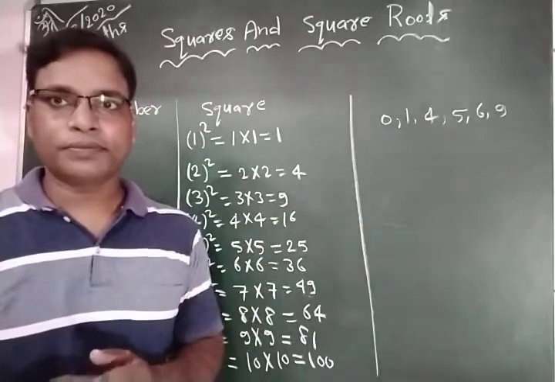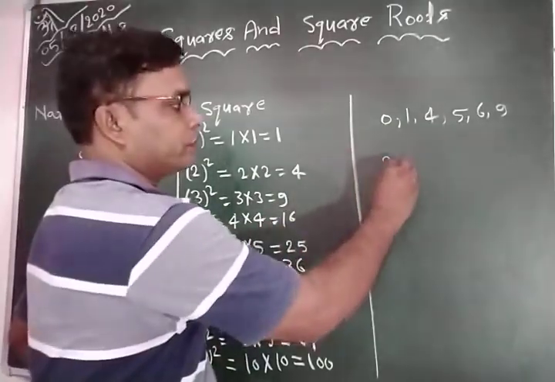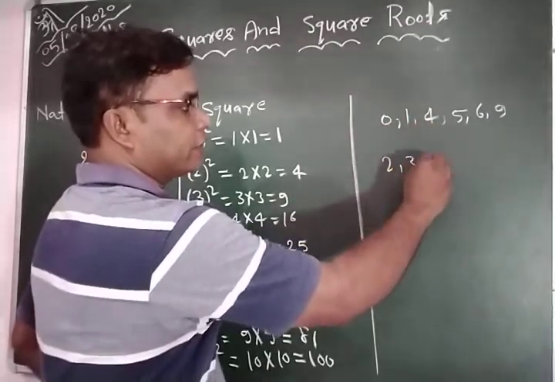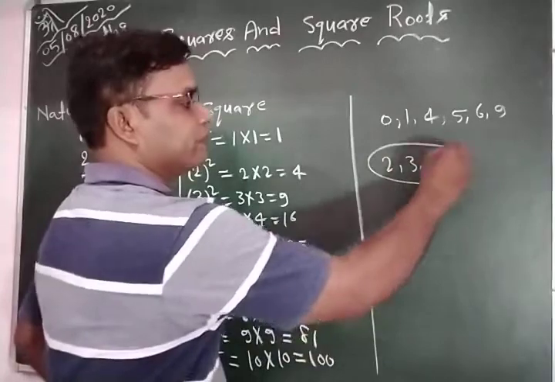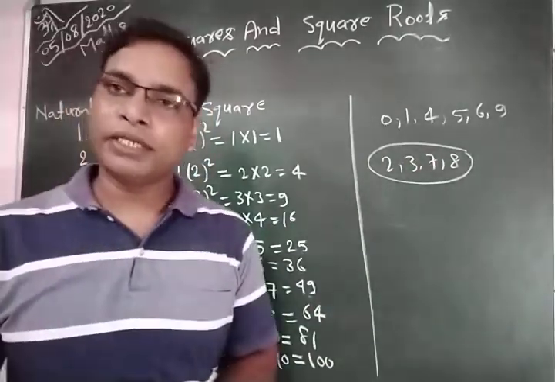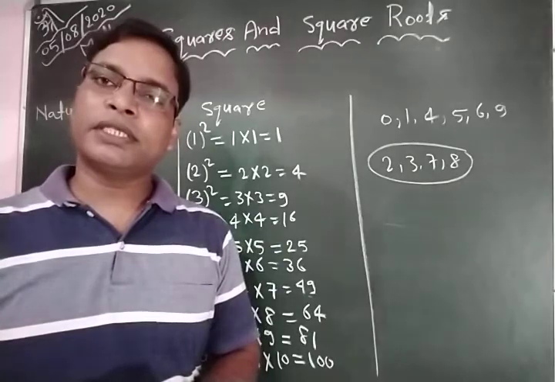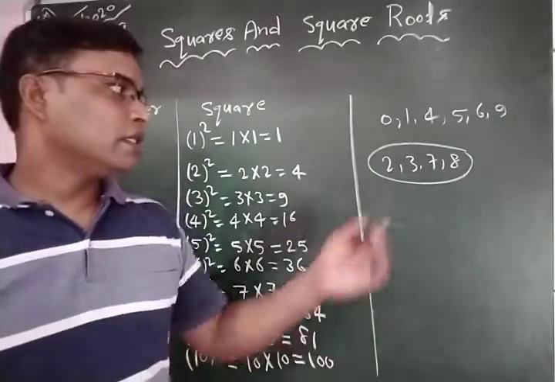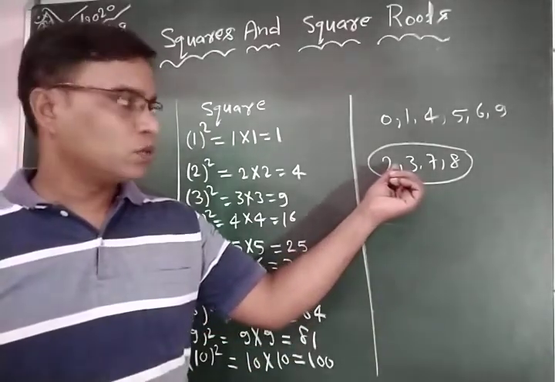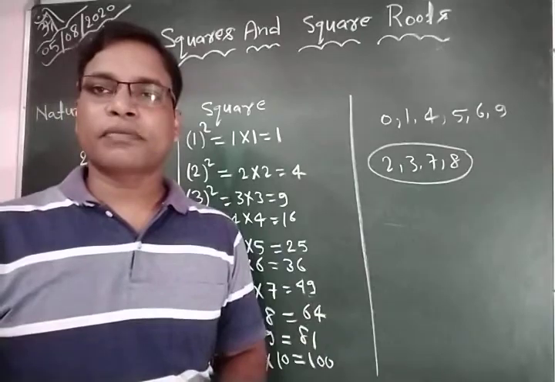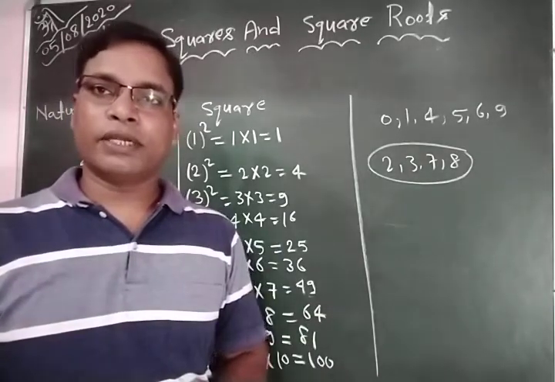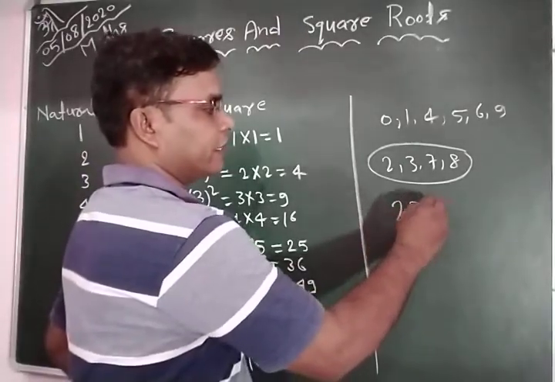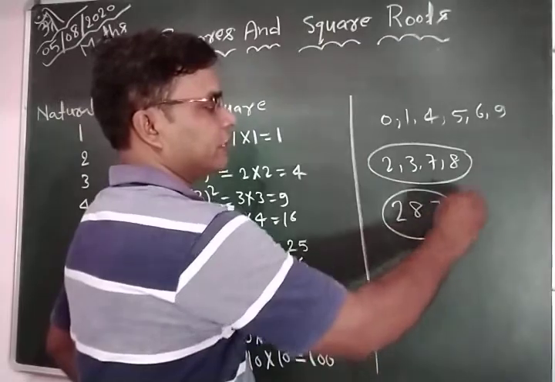If a number has 2, 3, 7 or 8 at the unit place, it means that the given number is not a perfect square. If any number has unit place 2, 3, 7, 8, then the given number is not a perfect square. Like this, 287 is not a perfect square.